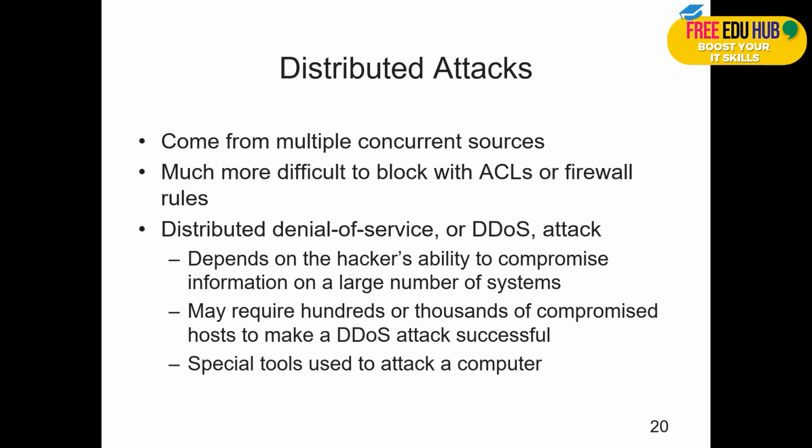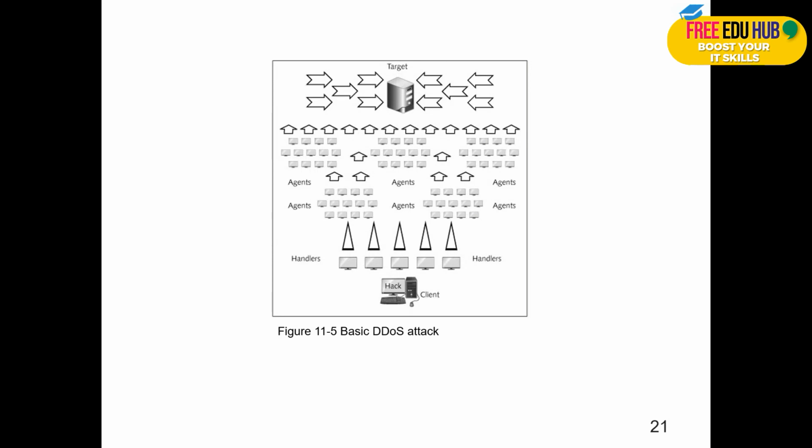Now, distributed attacks come from multiple concurrent sources and are much more difficult to block with access control lists or firewalls, because they are distributed, replicating themselves on the network, and coming from all different directions. It depends on the hacker's ability to compromise a large number of systems, and may require hundreds or thousands of compromised hosts for a DDoS attack to be successful, and special tools are used in order to attack. As you can see, the hacker is sitting at the end. They have handlers and agents which replicate to reach a specific target.